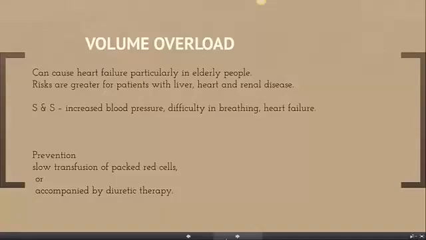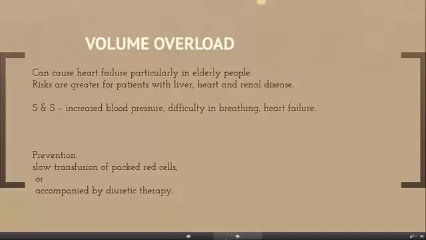Another one, which is quite important also, is volume overload. We must remember when we put in blood or when we transfuse blood, we also transfuse an extra volume to the patient. In certain groups of patients, for example, elderly people or patients with liver, heart and renal disease, in which they cannot control their fluid volume in their body, transfusion can cause many complications.